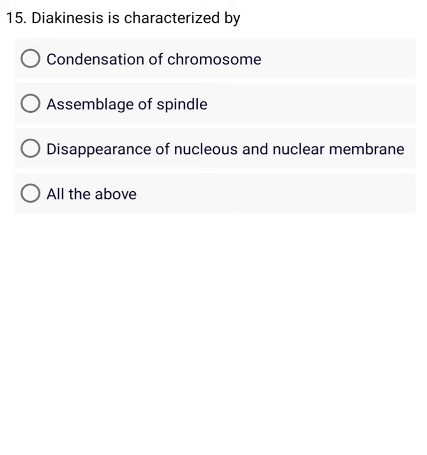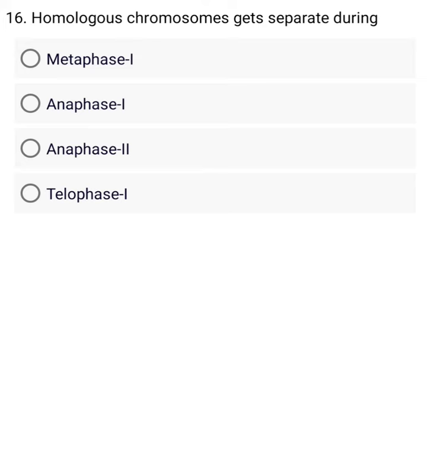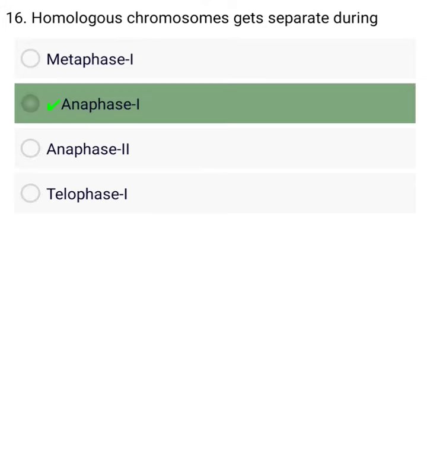Right. Diakinesis is characterized by A. Condensation of chromosome. B. Assemblage of spindle. C. Disappearance of nucleus. Right. Homologous chromosomes get separated during A. Metaphase I. B. Anaphase. Right.